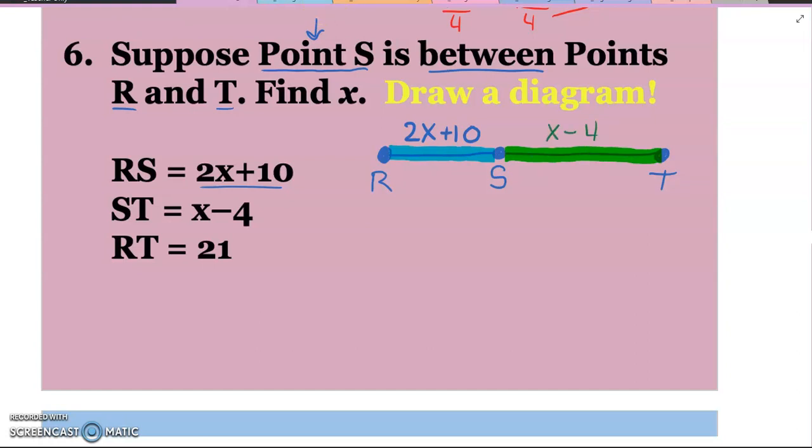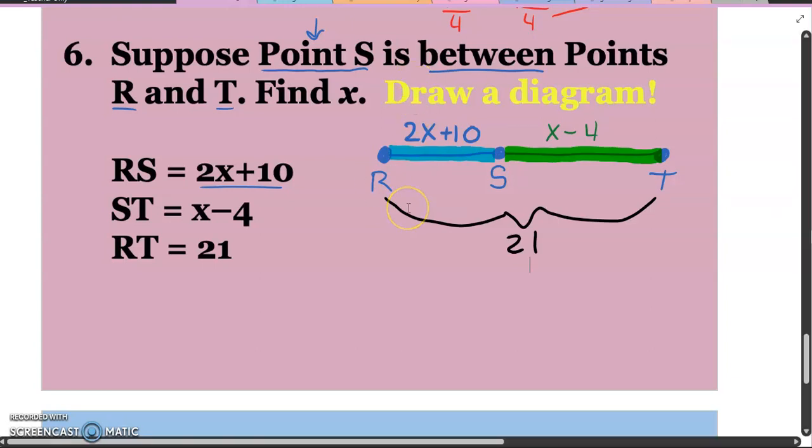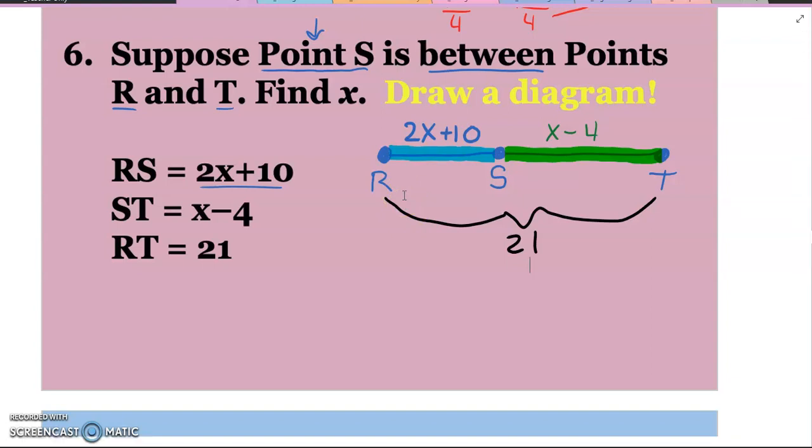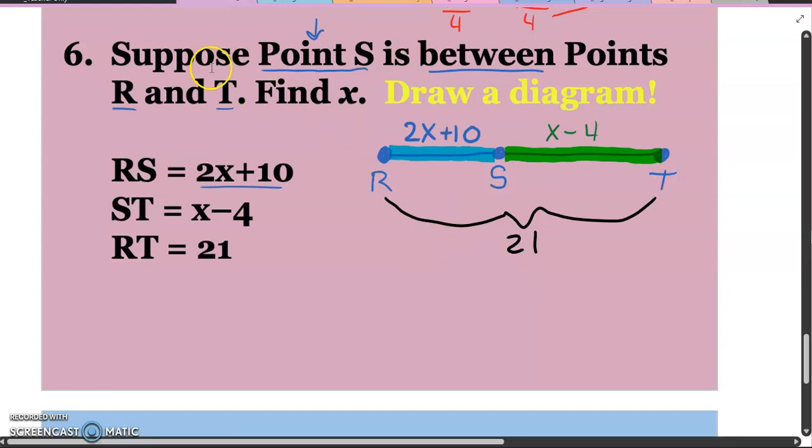And remember, our whole here, the entire thing, part plus part equals whole, I usually use something like that, says 21. So now that we have our diagram set up, we can set up the problem and solve it the same way we've solved the previous problems in this video. So I want to have you once again pause now that we have the drawing made, create the equation, solve the equation, and in this case, just tell me what x is equal to.